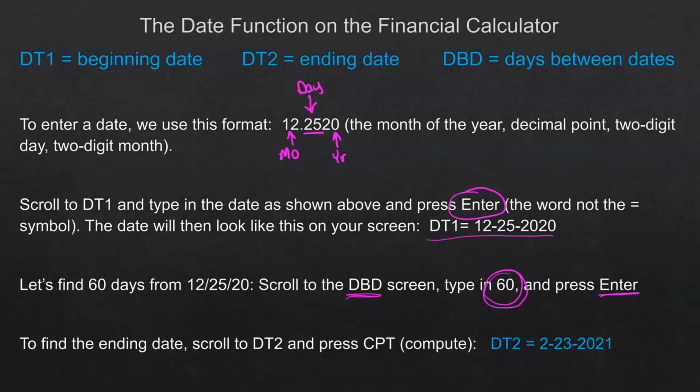So to find the ending date, then we scroll to DT2 and we press compute. When we press compute, when you get on that screen, it doesn't matter what's on there. When you press compute, then it's going to change based on the information you just put in. And here is what you should see on your screen, because we did 60 days from December 25th, and we're at February 23rd, and that should make sense, right? Because that's almost exactly 2 months later, given the number of days in a month, that would make sense.